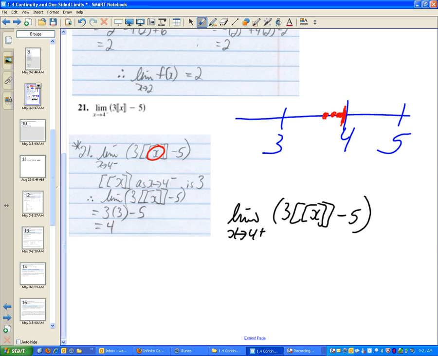If x is approaching 4 from the right, there's x, then it gets closer to 4, closer to 4, closer to 4. What's the greatest integer of all those points I just put up there in black? It's 4, not 5. The greatest integer is the greatest integer less than or equal to a number. So that would work out to be 3 times 4 minus 5. Make sense?